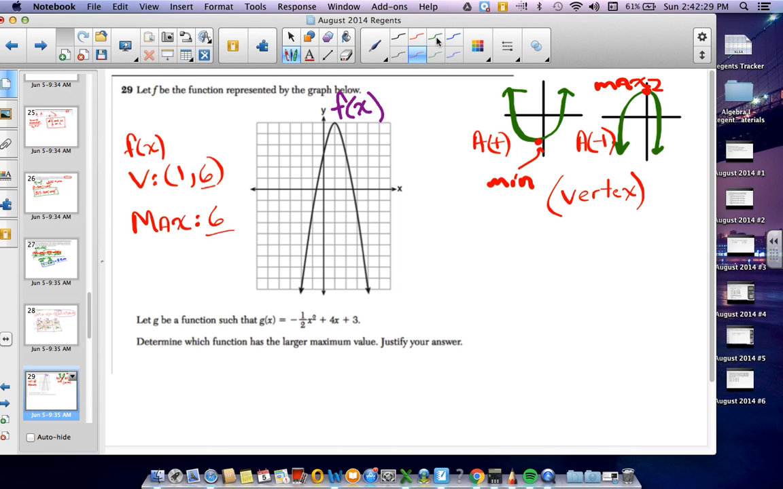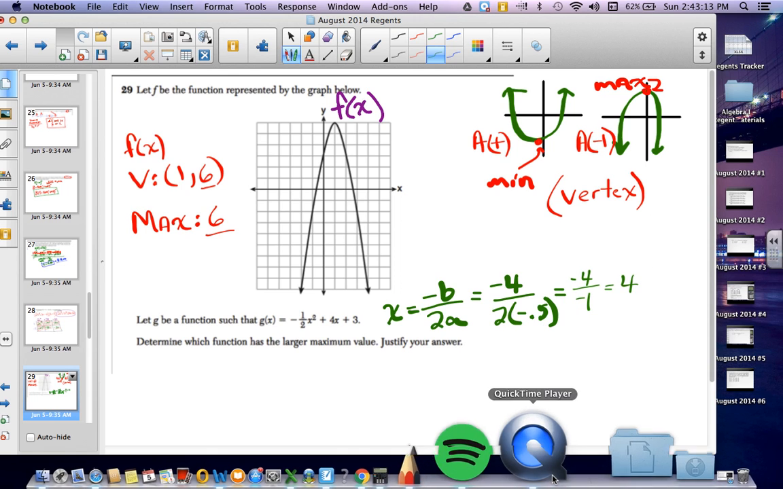Okay, g of x is going to be a little bit more difficult. What we can do is use a formula to find the vertex. That formula is -b over 2a. That's going to tell us the x value, and then we can evaluate that to find the y value. So -b over 2a is going to give us -4 over 2 times -1/2. I'm just going to write 0.5. Okay, and 2 times -0.5 is -1. So -4 over -1. Our vertex is going to occur when x equals 4.